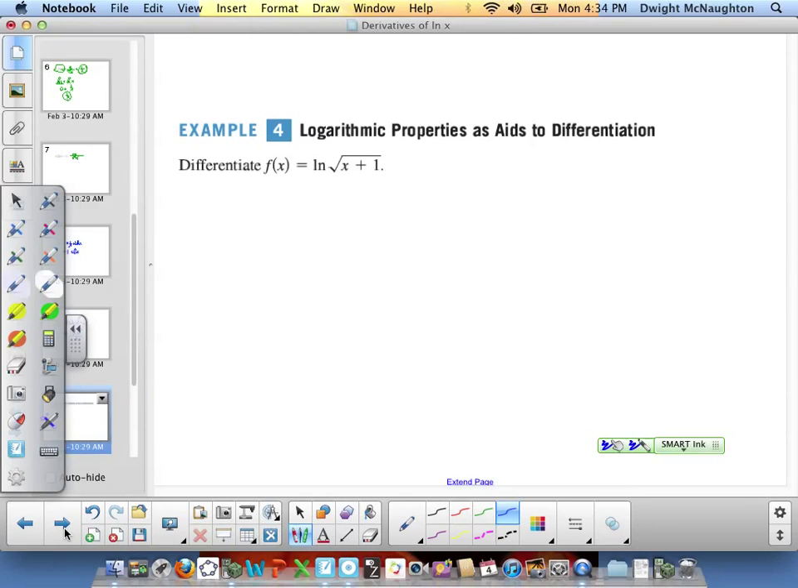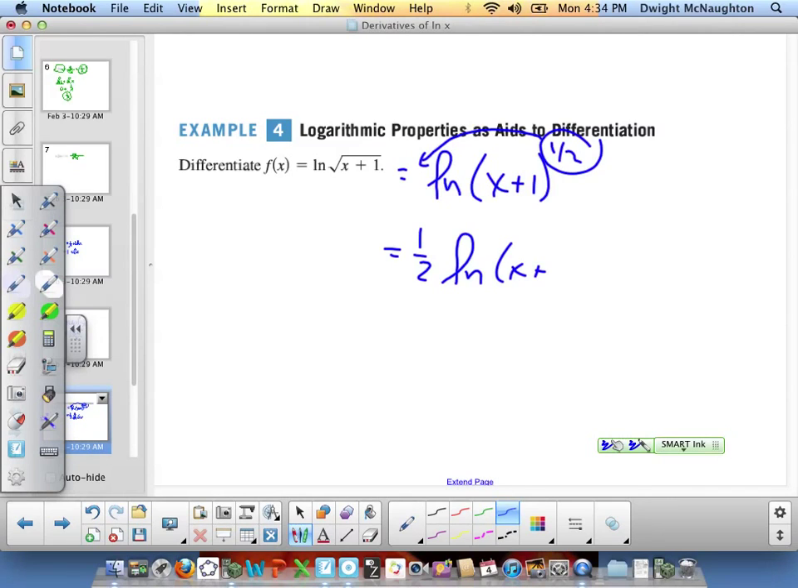Okay? Now we come to where we're going to want to start using our log properties. If we look at this, the natural log of the square root of x plus 1, what does the square root really mean mathematically? Well, it means we want x plus 1 to the 1/2 power, and in our logs we take our 1/2 and we pull it out front. So we've got 1/2 natural log of x plus 1.